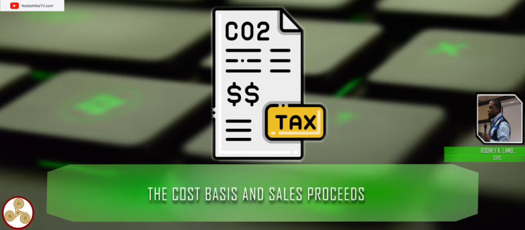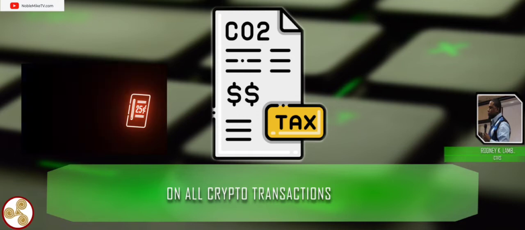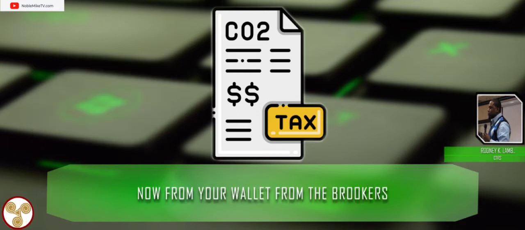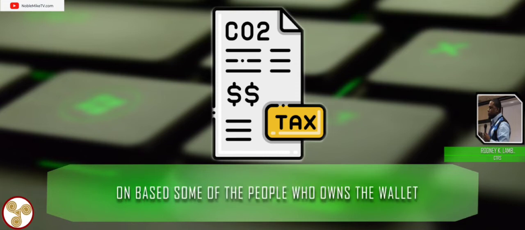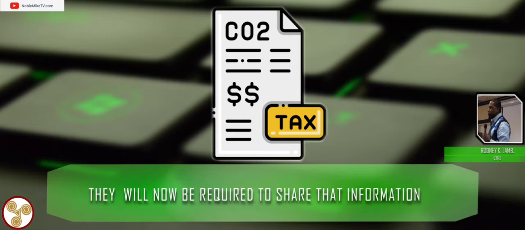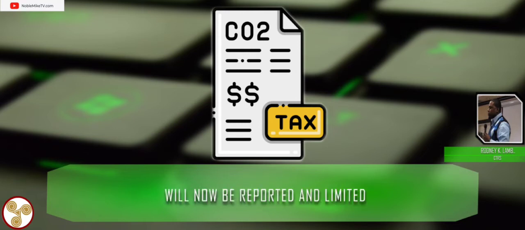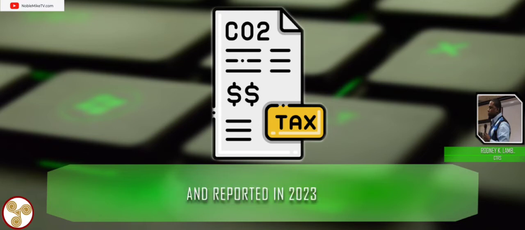The cost basis and sales proceeds on all crypto transactions will now be reported directly to the IRS from your wallet, from the brokers, Coinbase, and some of the people who hold the wallets. They'll now be required to share that information. Anything over $10,000 will now be reported and limited and reported in 2023.